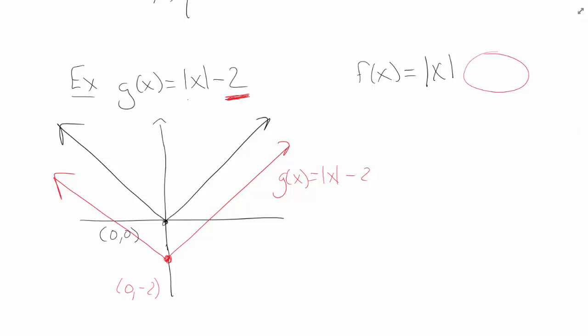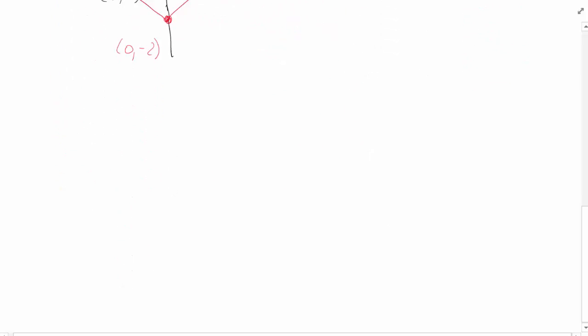Okay, so adding a positive number on the outside of a function shifts it up vertically by however many units that number is, and if you subtract it, it goes down by those units.